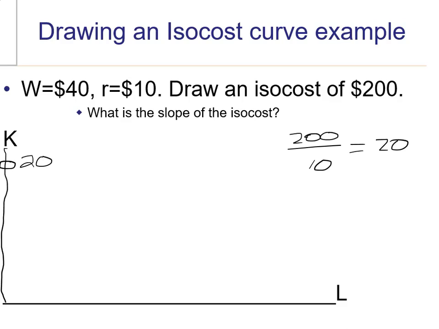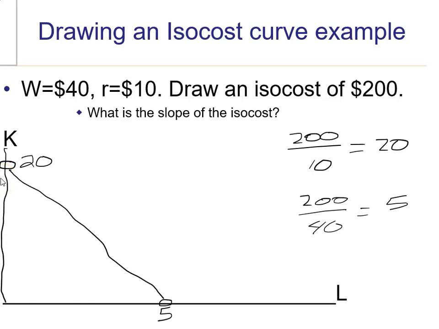Now, correspondingly, let's figure out how many workers you can hire if you have $200 to spend and the worker wage is $40 each. Likewise, you would take 200 and divide by the wage rate of 40. That says if you go all in on workers, you can get 5 workers. And now to sketch the isocost, simply connect the dots. This will give you an isocost curve. This is supposed to be a line, by the way.